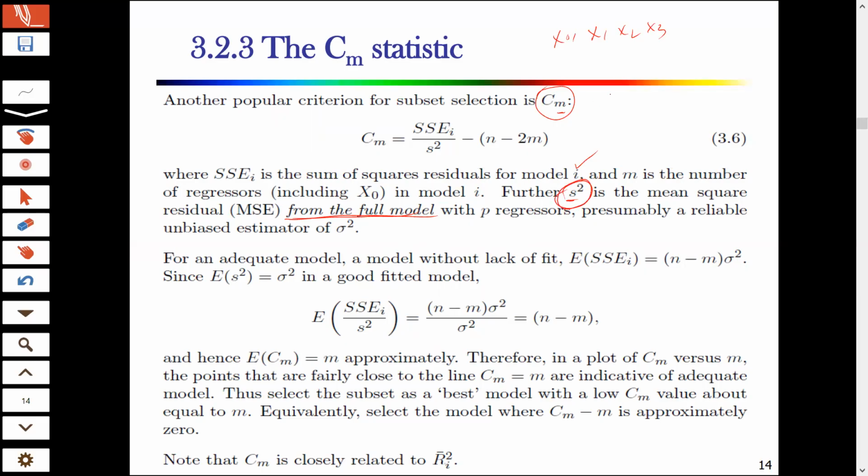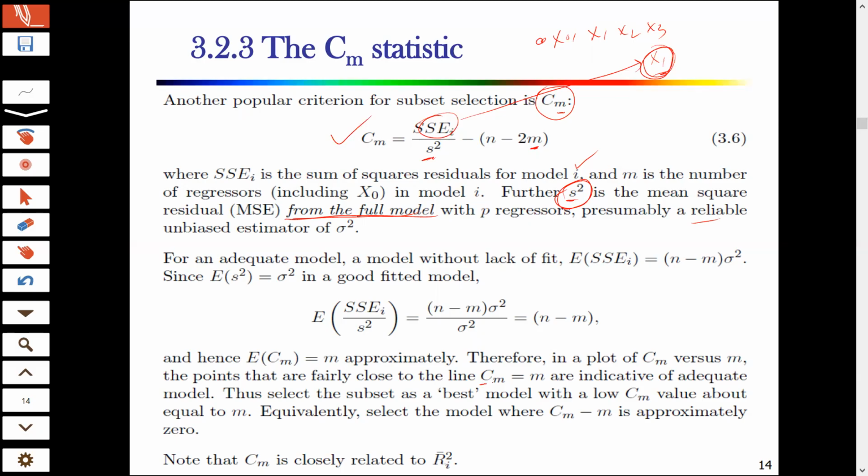That means s square is for the full model. For any particular model, let's say one that included only x1, you need to use the sum of squares of error for that model divided by s square from the full model, minus (n minus 2m). 2m: for example, if you include only x1, then m is 2 because of x1 and x0. And we know that this s square is a reliable unbiased estimate of sigma square.